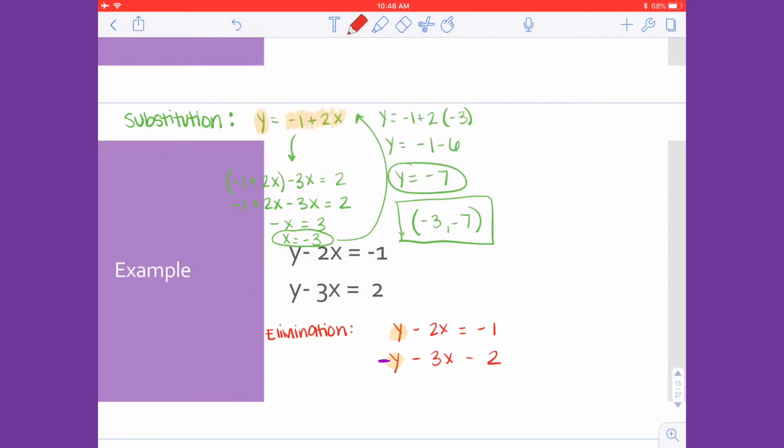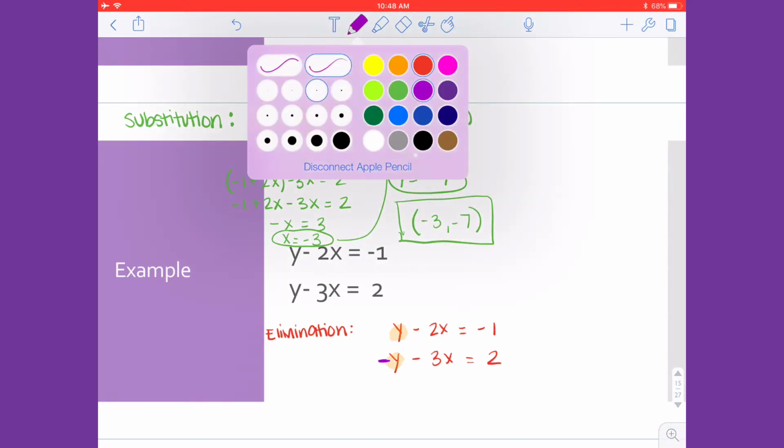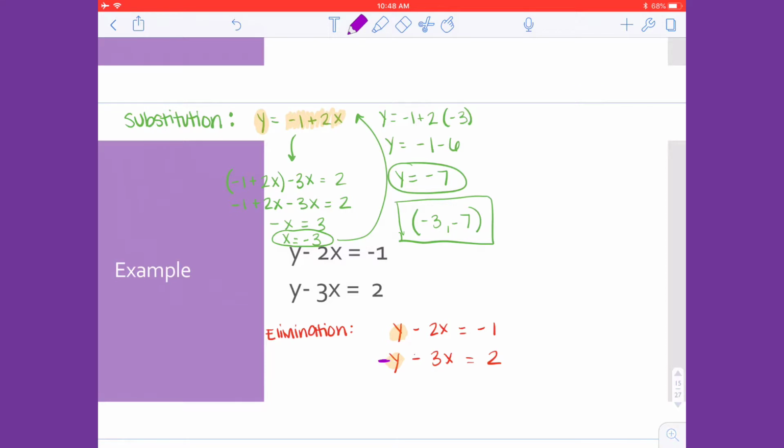And excuse me, I forgot my equal sign here. So if I'm going to multiply a negative, that's going to turn this into a plus, and that's going to turn this into a negative. And then I'm going to add the two equations together. The y's go away, I'm left with just x, and that is negative 3. And I have now found my x value.